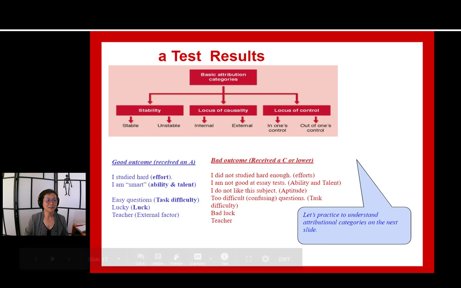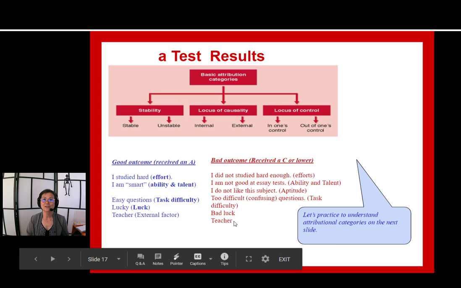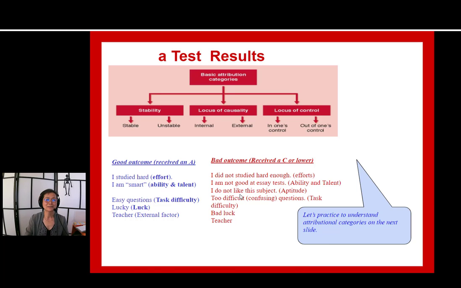Or the other spectrum, oh, teacher doesn't teach anything. Or, oh, it was bad luck. I was confused and I picked one. I was getting wrong answers. It's too difficult. I cannot do it. Task difficulty. Or, why did you get a bad grade? I don't like this subject. I'm not good at psychology stuff. I'm not good at sociology stuff. I am only good at science stuff, basic science stuff.